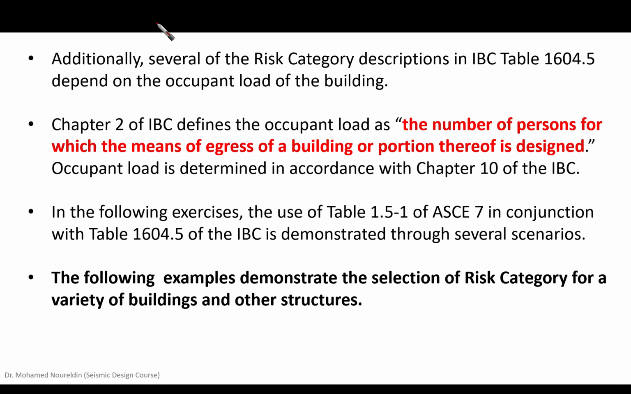Additionally, several of the risk category descriptions in IBC table 1604.5 depend on the occupant load. That's an important term that you are going to find many times: the occupant load of the building. The meaning of occupant load is the number of persons for which the means of egress of the building or portion thereof is designed. Chapter 2 of the IBC defines the occupant load, and this is the definition of it.